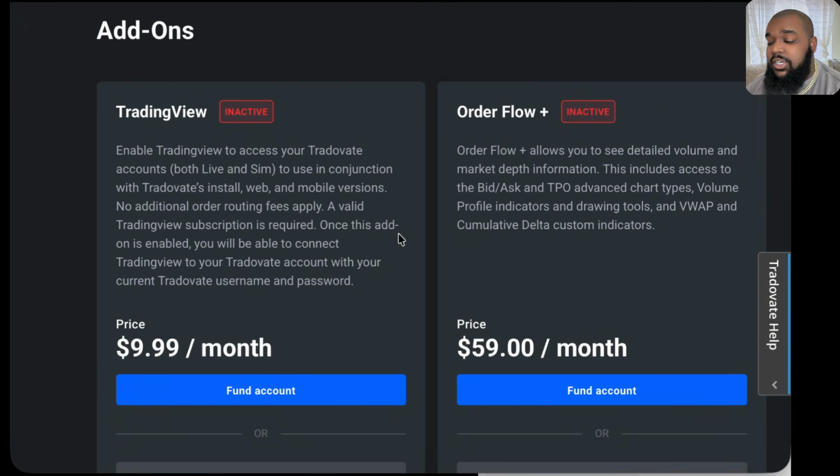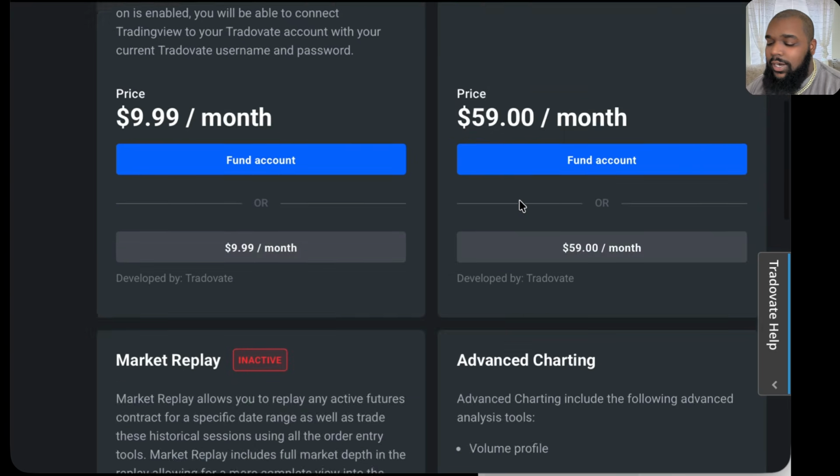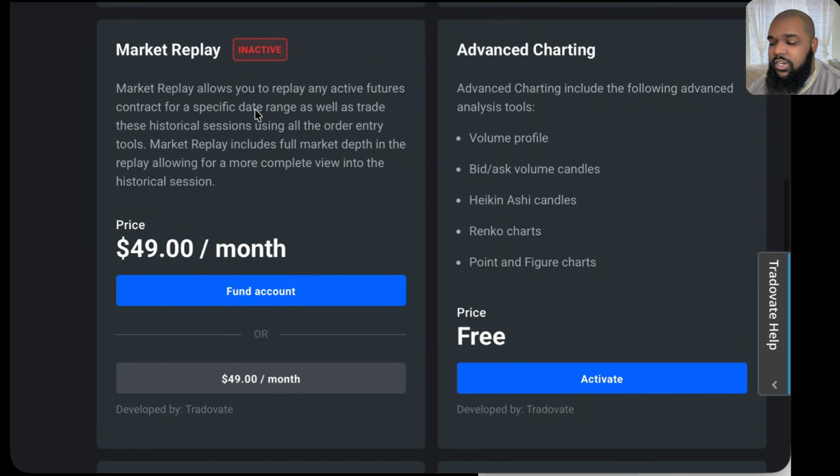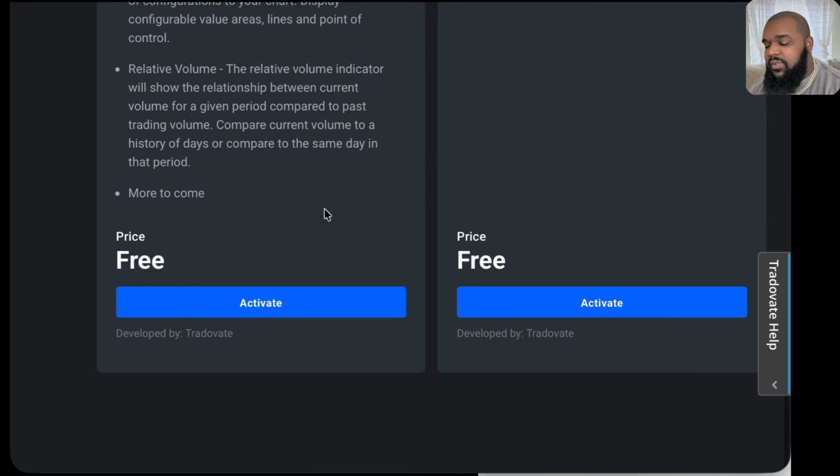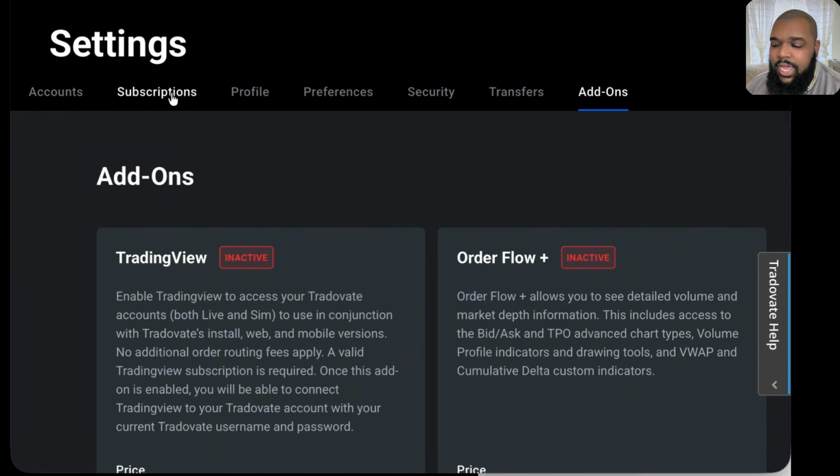So you have to be able to fund your account to be able to do that, to open up TradingView, but it's very important that you do that. I don't use the order flow. I don't use the advanced charting. I don't do market replay on all this stuff. Now, I do know people that use level 2 data, but I personally don't use it. I'm looking into it, and if I find that I like it, then I'll do it.